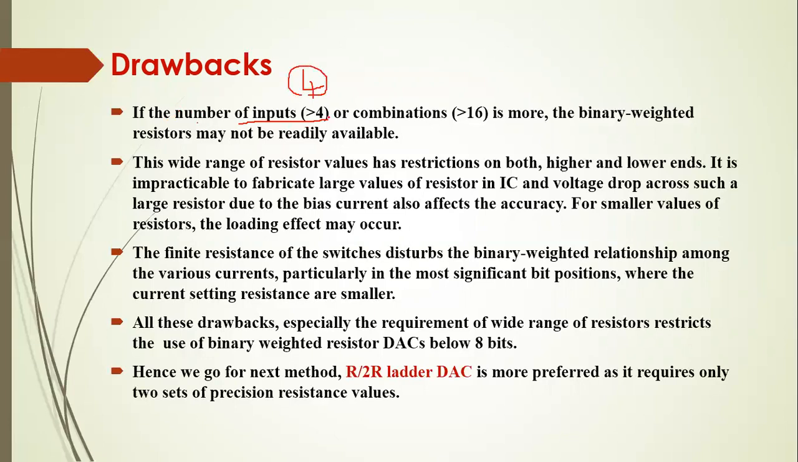So if it is more than 4 bits, then the combinations also will increase, that is greater than 16. So if at all you are using, say, 5, then 2 power 5 gives 32 combinations. So you require 32 combinations, and binary weighted resistors may not be readily available. Here we require 5 different resistances which are not readily available. So this is the main drawback that we have in this method.